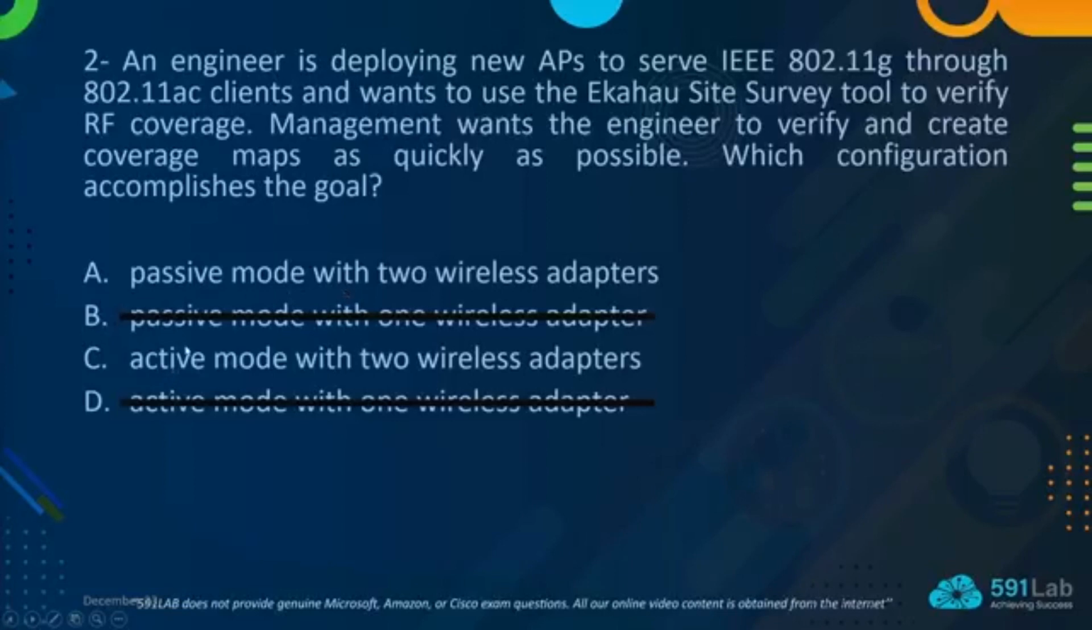So from this information, you can know which one is going to take more time. The active mode is definitely going to take more time because the wireless adapter is going to connect to the access point and authenticate. And when we roam around, the wireless adapter has to roam and re-authenticate and do whatever the normal client does. So if we're going to do it as quickly as possible, as the question says, I'm going to suggest passive mode. Okay, so the answer is going to be passive mode with 2 wireless adapters.